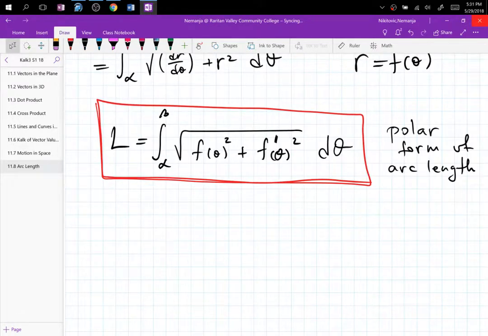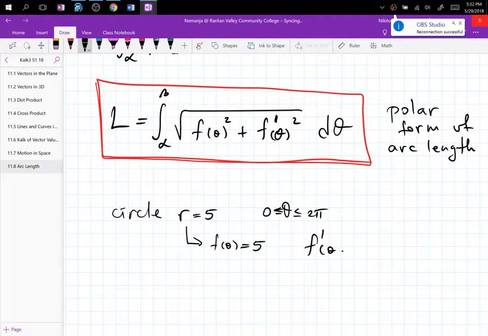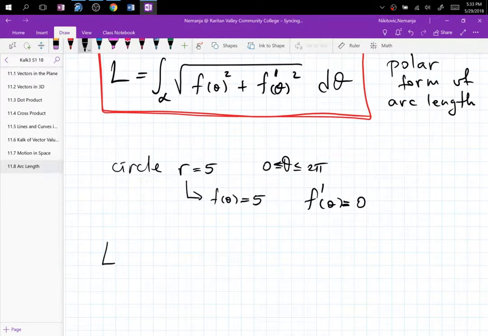Now, if you want to calculate the length, the surface, whose derivative is what? Very good. Zero. Yes, yes. The derivative of 5 is 0. So now, when I plug everything in the integral, it's even easier.